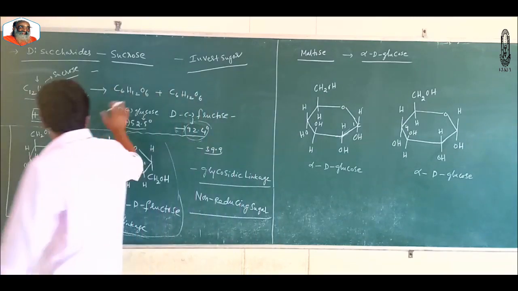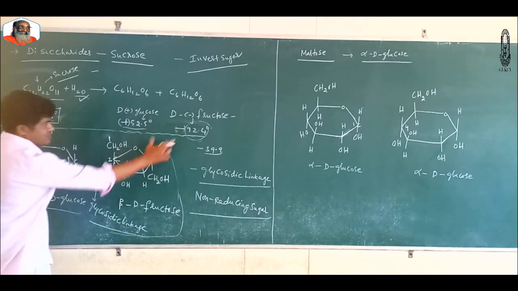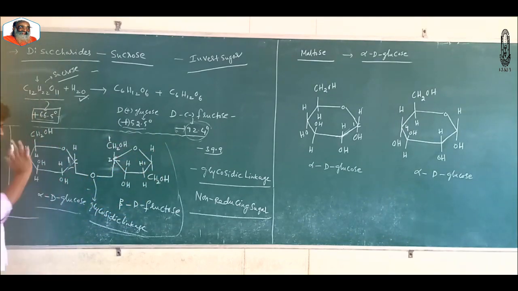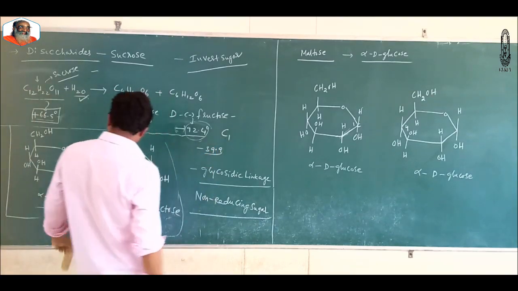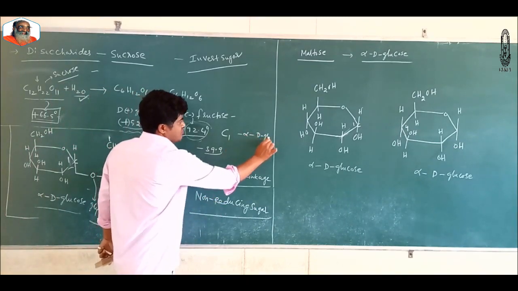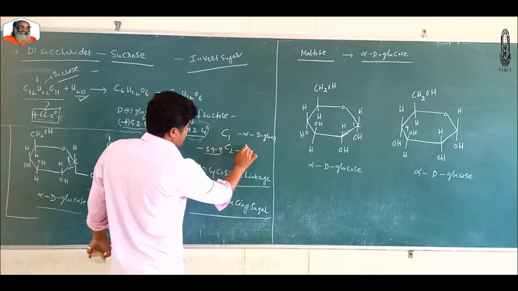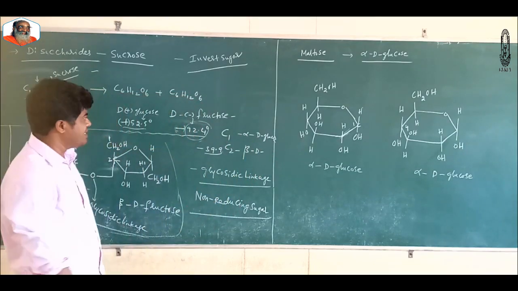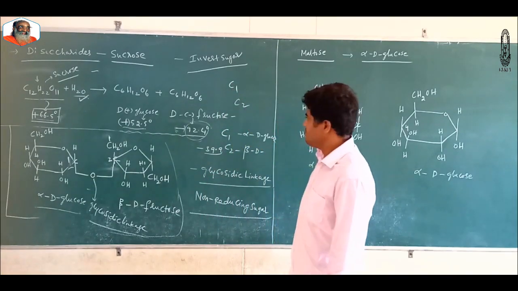And now we have seen what this glucose is. You draw the structures. You need not memorize these structures, and you don't need to get confused. Where is this glycosidic linkage formed? C1 of alpha D glucose, C2 of beta D fructose. That is very important. Where is the glycosidic linkage formed? C1 of alpha D glucose, C2 of beta D fructose.